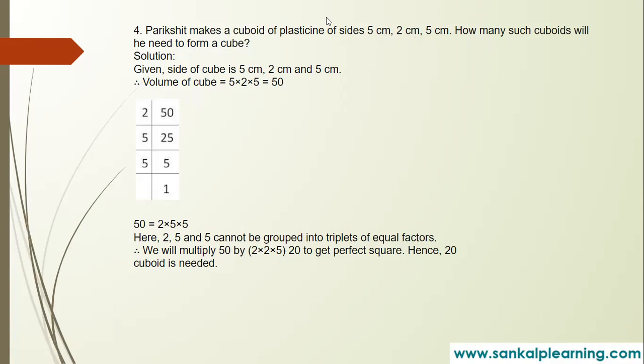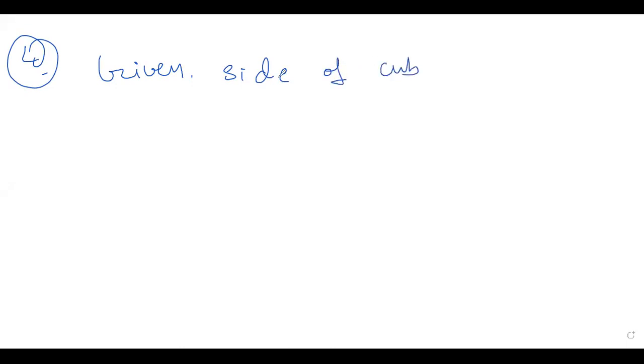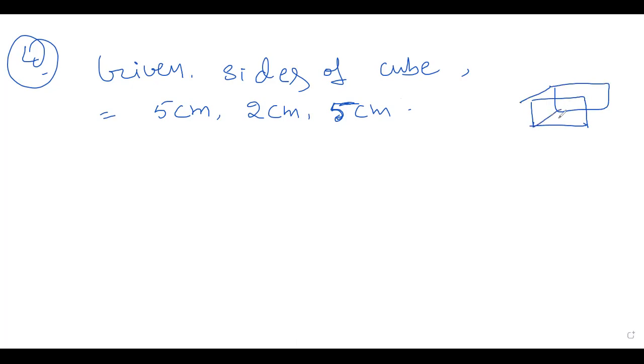See what is given here, fourth one. The sides are 5 cm, 2 cm, and 5 cm. How many such cuboids will he need? Now it is a cuboid. We know that it is a cuboid. To get the cube, so cuboid is another. How many cuboids are needed to make a cube?